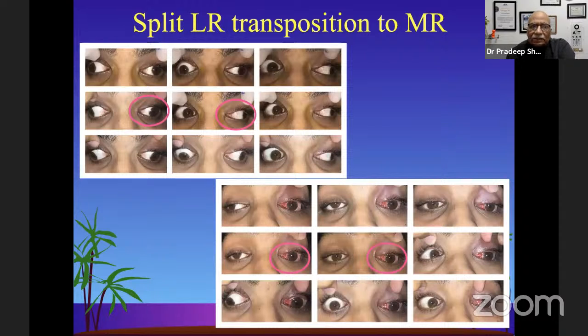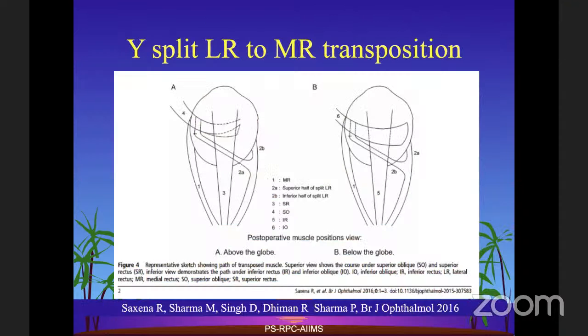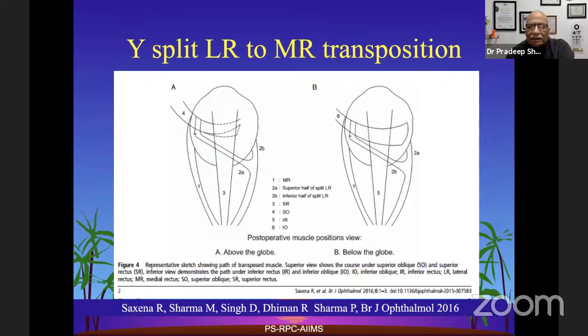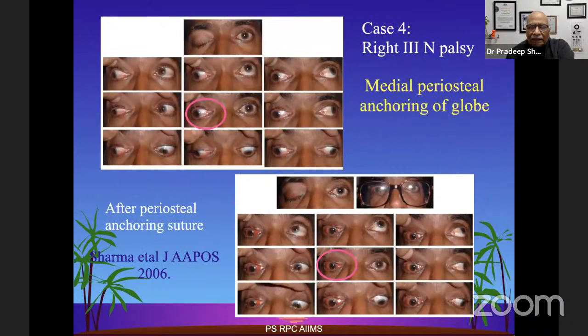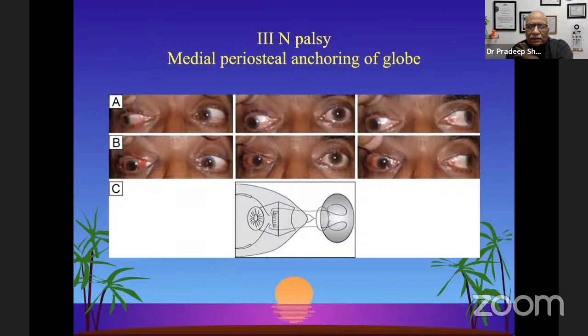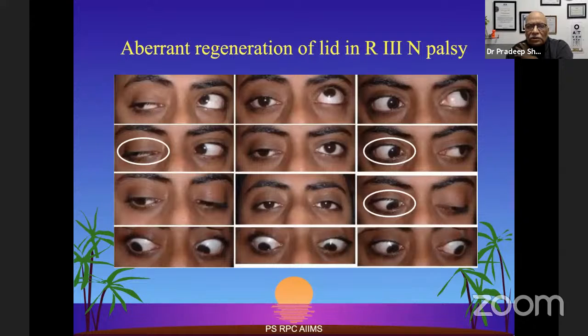This is another case in which lateral rectus transposition to medial rectus has been done. And this is the schematic which is showing you how the lateral rectus after splitting is brought to the other side. Sometimes we have resorted to a medial periosteal anchoring of the globe for very severe exotropias of more than 90 prisms. After doing a superior lateral rectus recession, we can do an anchoring of the globe on the medial side. This is how the globe can be straightened finally. And this is a cartoon showing that.